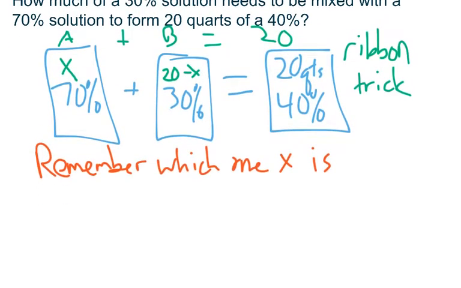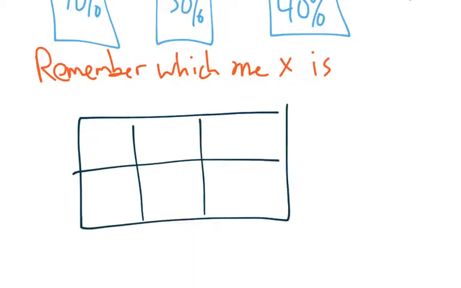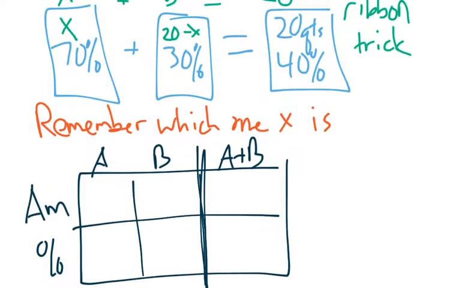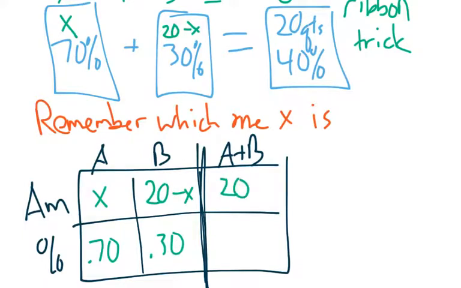Anywho, let's make our magic box. To be more consistent with how I did it in the first video: amount, percent, A, B, and then that hard line there, A plus B. The amount, we don't know for either one, but for the first one, I'll let it be X. So the second one has to be 20 minus X. Percentages, 70 or 0.7 and 30, 0.3. But what I do know is that the resulting mixture is 20 times 0.40.